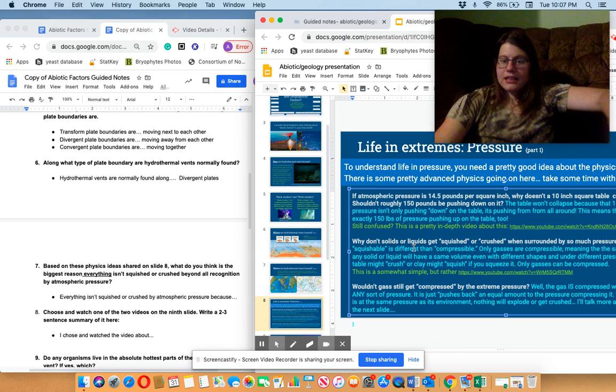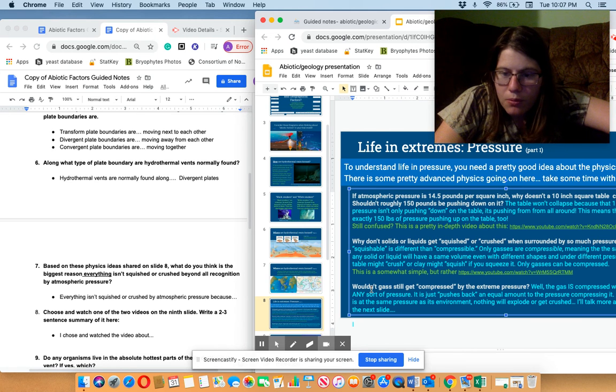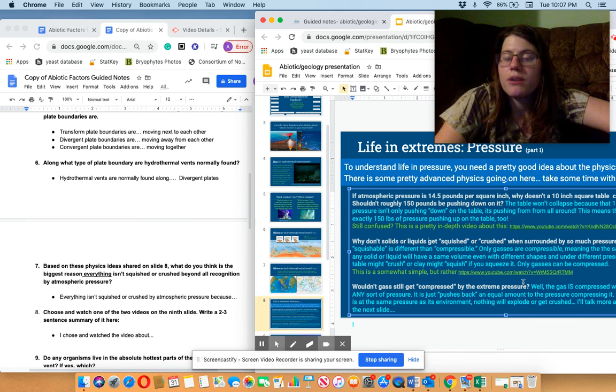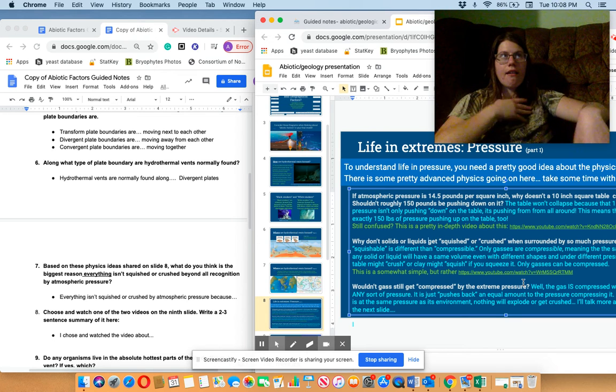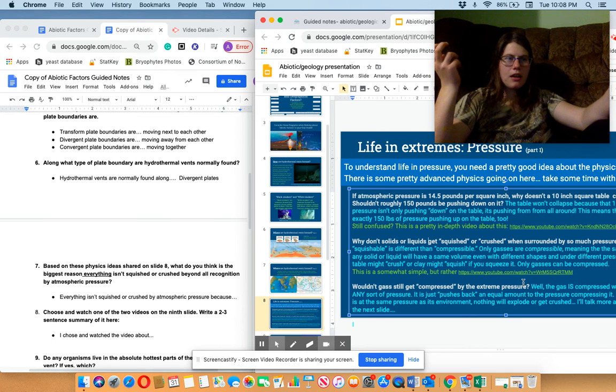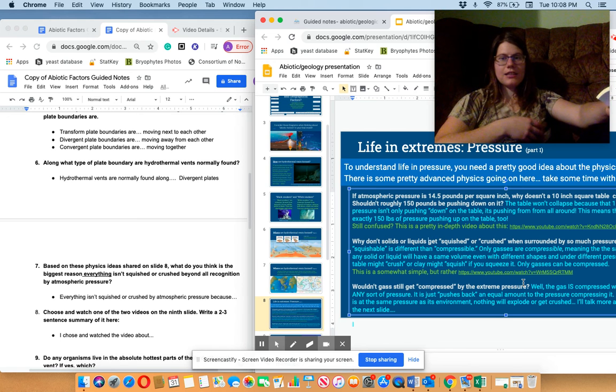And then lastly, this last physics idea: wouldn't gas still get compressed by the extreme pressure? And I'm like, yes. Right now, the air we're breathing is compressed air. It's compressed by the rest of the atmosphere. That's why there's enough air molecules hanging out and around for us to actually get some oxygen in our blood. That's why altitude makes altitude not work.